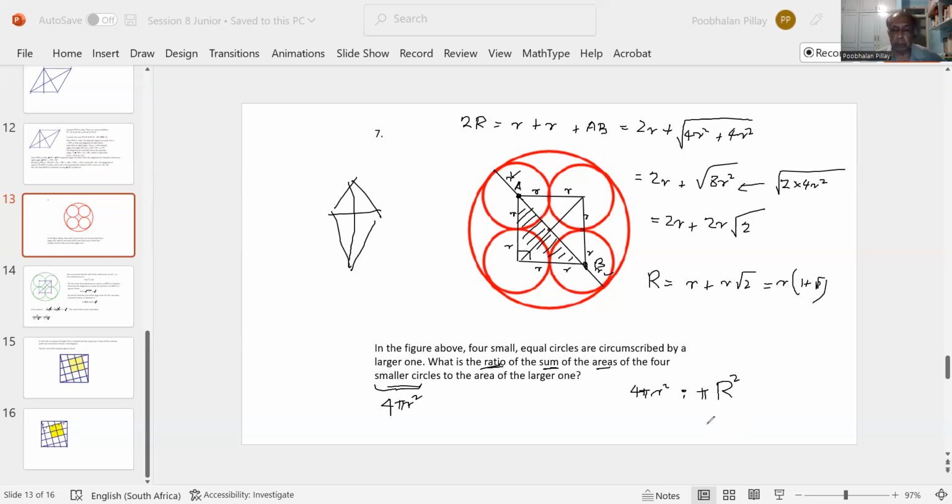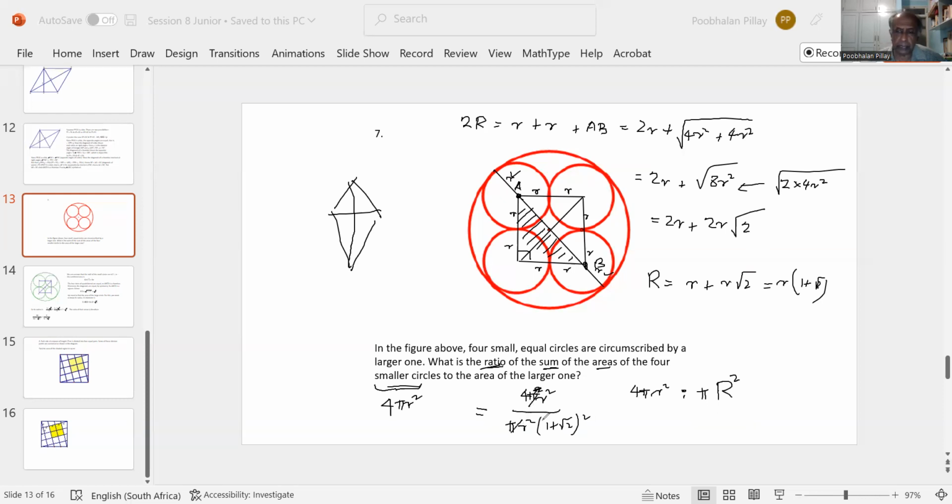All right, so the ratio that we're looking for is this, and the ratio is nothing else but the fraction. It's 4 pi R squared over pi, and this is your capital R, small r. Capital R squared is R times this, so square both of them: R squared into (1 plus square root of 2) all squared.